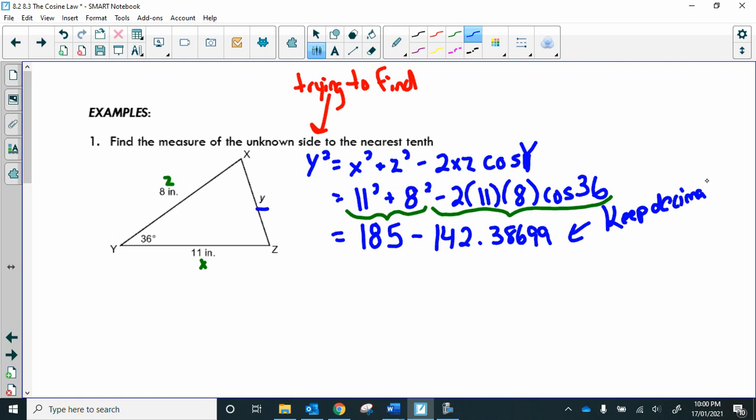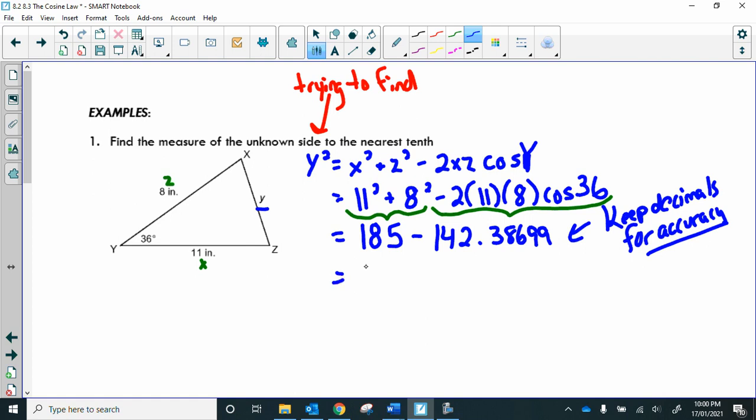Now you want to keep a lot of decimals here, so keep decimals for accuracy. If you round to like 142 or 142.4, your final answer could be a lot off. Not a little off, it could be a lot off. So just try to keep as many decimals as you can until the end.